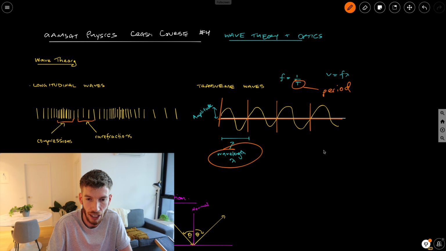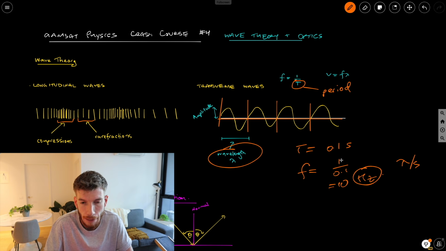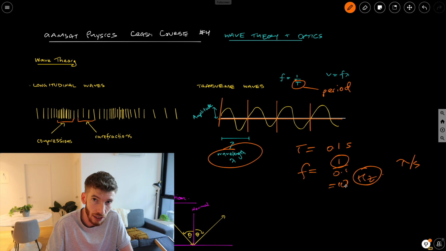So if every wavelength takes, say, 0.1 seconds, then that would mean that the frequency is going to be 1 over 0.1, which is going to be 10. Measure that in hertz. And remember, hertz means wavelengths per second. So it's really a measure of distance per second, so it's kind of like a velocity. And if we think about that, we're really dividing 1 second by the fraction of a second that one wavelength takes. So if one wavelength takes 1/10 of a second, well, then that means we can fit 10 wavelengths into 1 second, right? And that's where the 10 hertz is coming from.